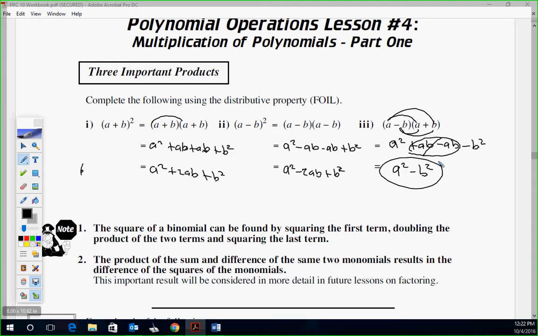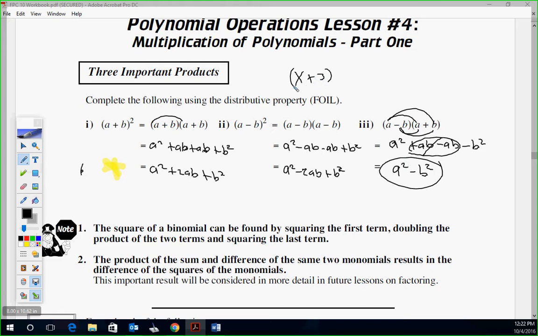So note, the square of a binomial can be found by squaring the first term, doubling the product of the two terms, and squaring the last term. So that we just developed the general pattern. So if you want to star these and use them, then do that, because what happens is if I have two things times each other, so let's just take an example here. We're going to do it in a second. I'm getting ahead of myself.